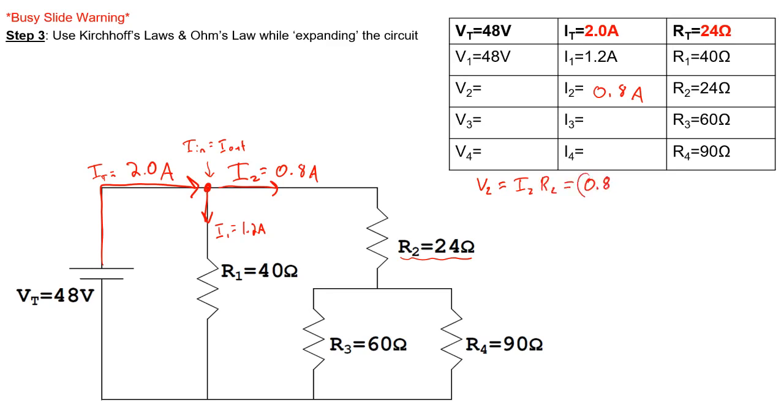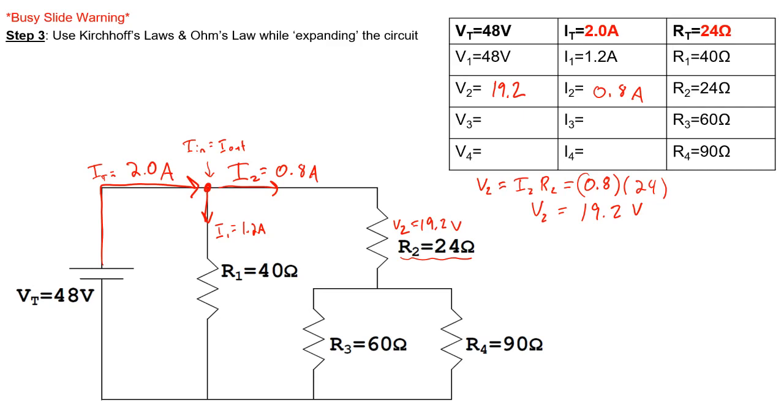I2 is 0.8, R2 is 24, and we'll find that the voltage drop across resistor number 2 is 19.2 volts. Okay, so V2 is 19.2. Next I'm going to analyze this again.